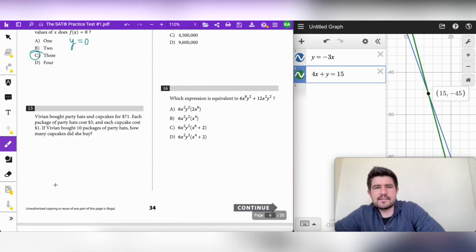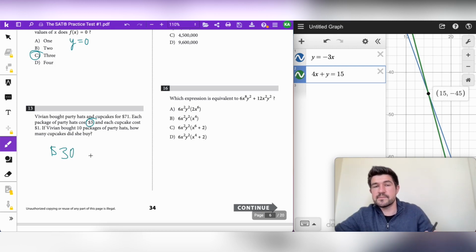Vivian bought party hats and cupcakes for $71. Each package of party hats was $3. Each cupcake was $1. She bought 10 packages of party hats. How many cupcakes did she buy? Okay, this one's easy. 10 packages of party hats, and each package was $3. 3 times 10 gives you a total of $30 for the party hats.